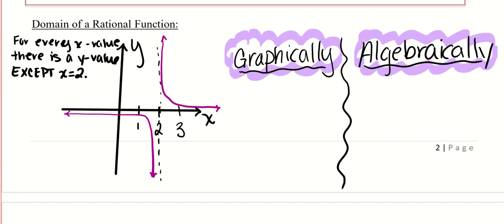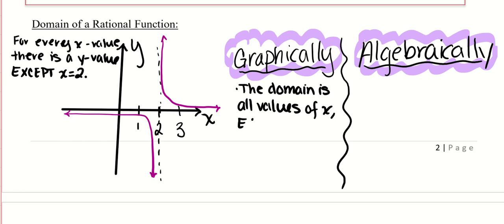So graphically, what this looks like is the domain is all values of x except x equals 2. If we write this in set notation, we get the values of x such that x is all real numbers except x is not equal to 2.